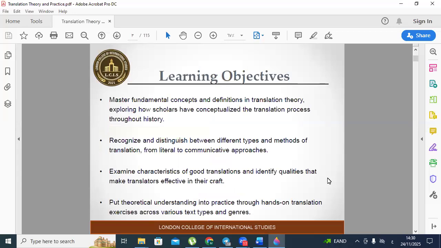Learning objectives: master fundamental concepts in translation theory, exploring how scholars have conceptualized the translation process throughout history; recognize and distinguish between different types and methods of translation, from literal to communicative approaches; examine characteristics of good translations and identify qualities that make translators effective in their craft; and put theoretical understanding into practice through hands-on translation exercises across various text types and genres.